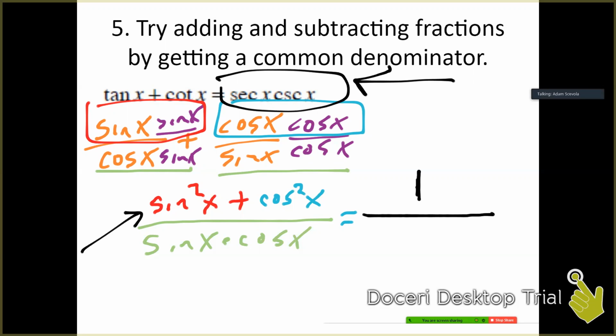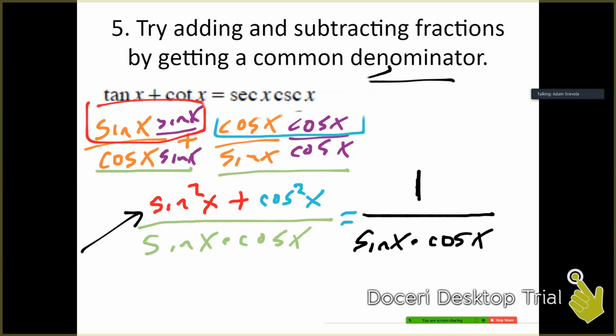So if you saw tangent squared plus 1, you could substitute in secant squared. Or vice versa. You see secant squared, you could substitute in tangent squared plus 1. All right. So that becomes 1 over the sine of x times the cosine of x. And if we look at what we're trying to prove, we're trying to prove that that's equal to the secant of x times the cosecant of x.